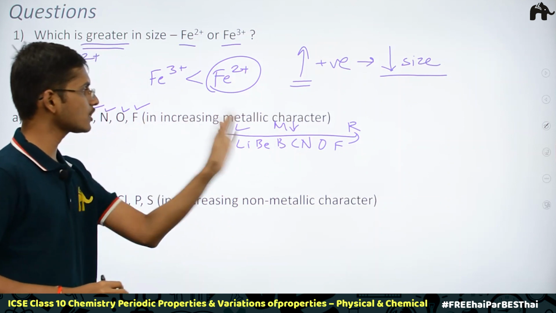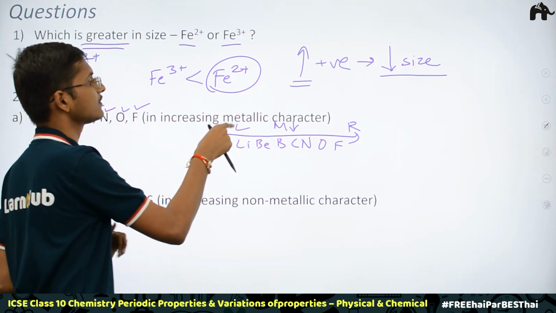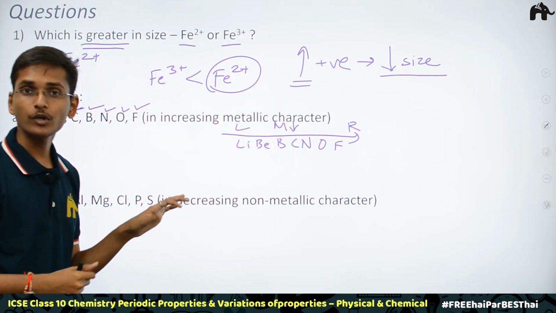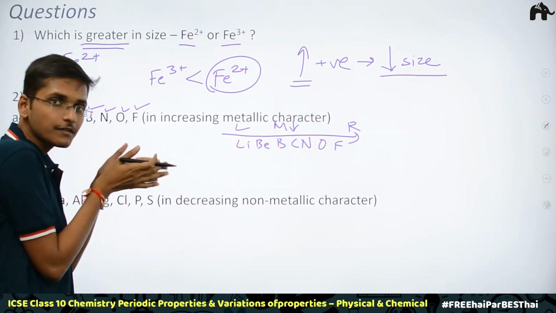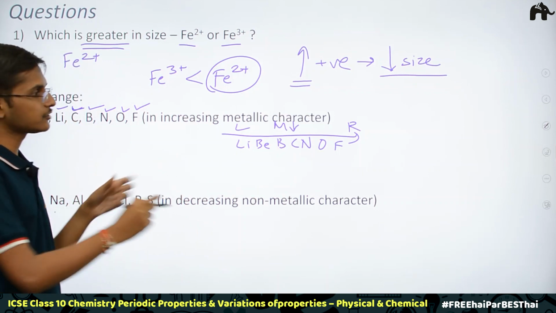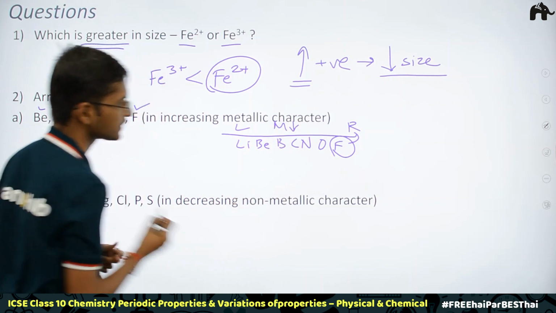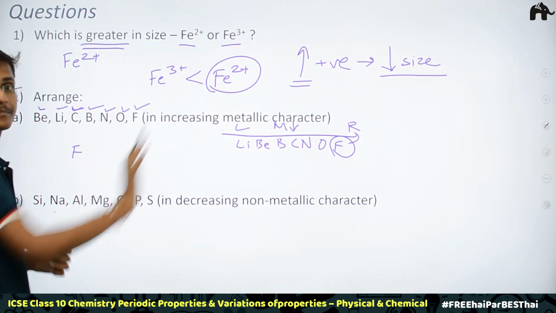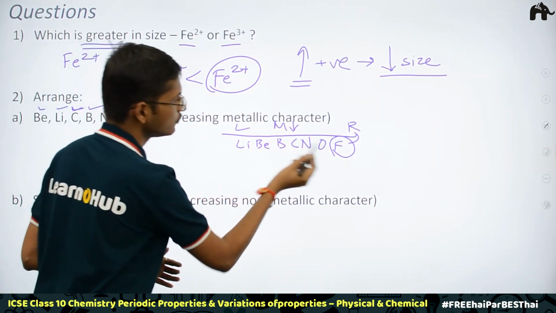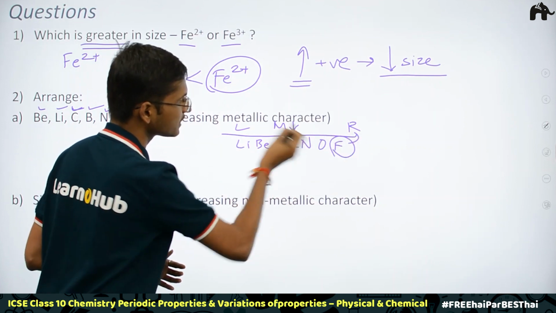Now in which order do we have to arrange? In increasing order of metallic character. So first we start with the element having the least metallic character. The least is fluorine, on that extreme. When we move from left to right, metallic character is decreasing.